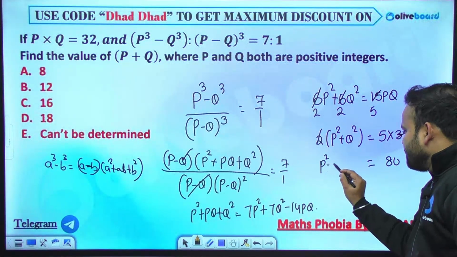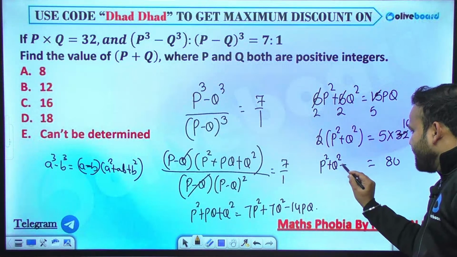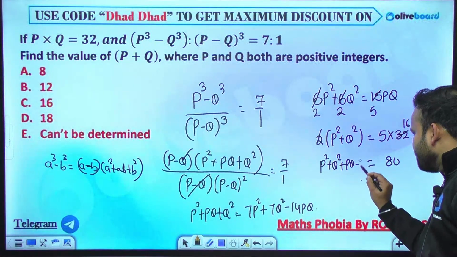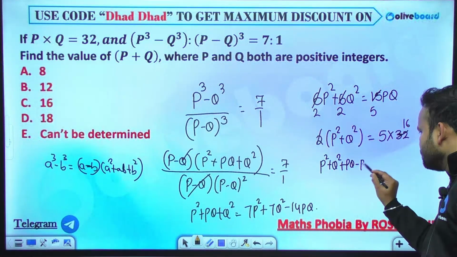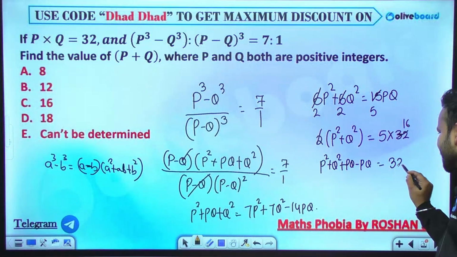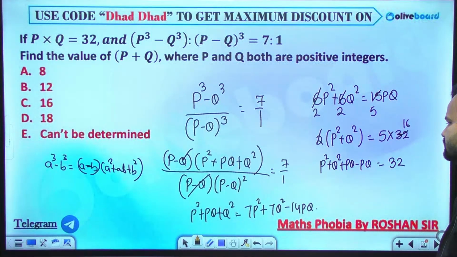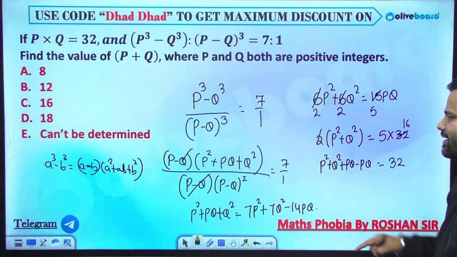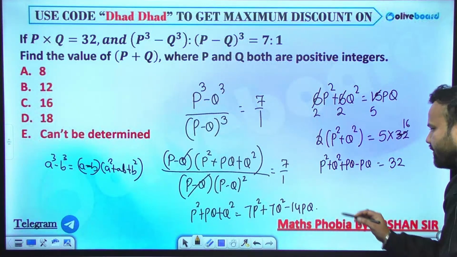So now P square plus Q square, plus PQ and minus PQ to balance it, is equal to 80, that is 32 plus PQ minus PQ. Why am I doing so? So that this can be in a proper formula.